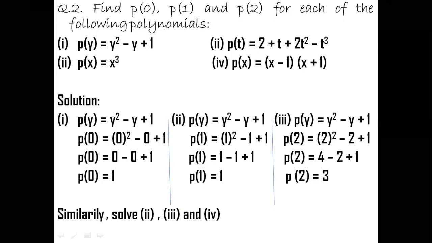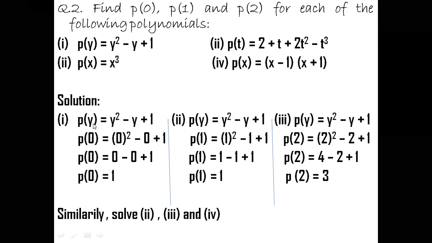Now, let us take question number 2 of exercise 2.2, which says that find P of 0, P of 1, and P of 2 for each of the following polynomials. Yes, so we have to find P of 0, P of 1, and P of 2. So what does that mean? For all the given 4 questions below, you have to find when x is equal to 0, when x is equal to 1, and when x is equal to 2.